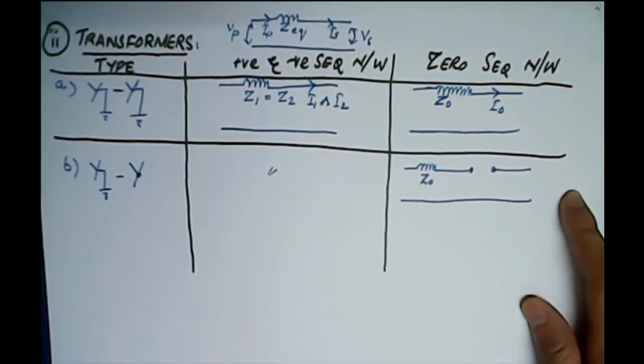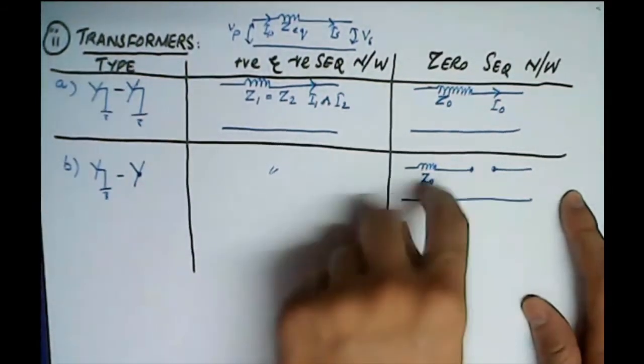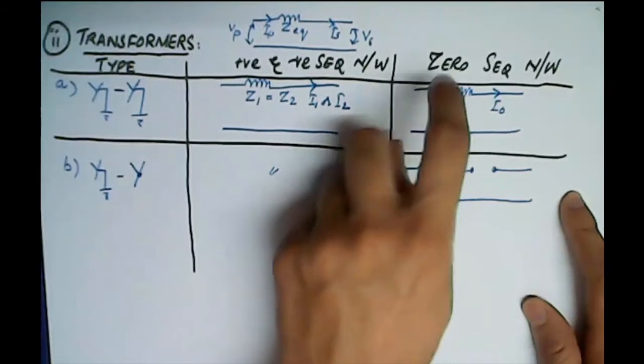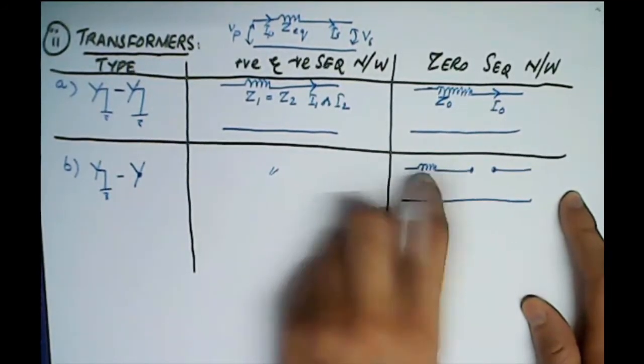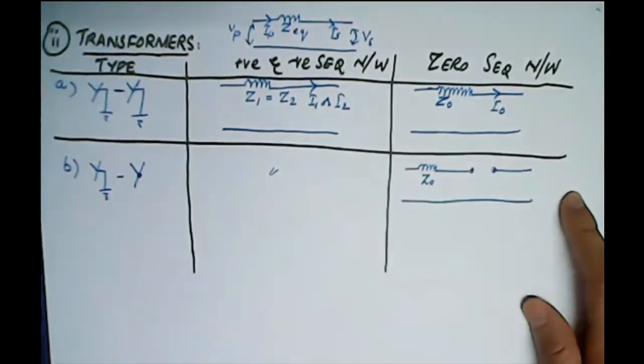Any current that flows through the primary creates a flux and has an impact on the secondary. And since the secondary winding cannot carry zero sequence current, therefore there will be no zero sequence current in the primary winding as well. This one is the sum of primary and secondary. So primary is here, but secondary is open, so the current will not flow. So got it?